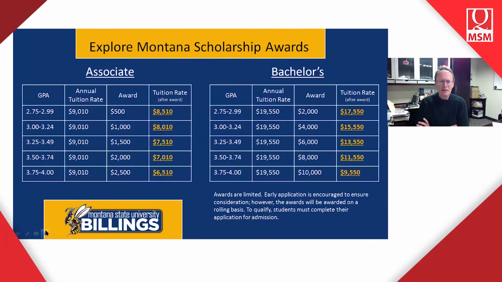So this is the Explore Montana Awards. One of the ways that we can really support your good students is by giving them these scholarships called Explore Montana. These are based on the GPA of the student's record in high school. So we have experts in our admission office that will analyze the student's record or transcript from high school. And based on their success, we will give them a scholarship anywhere between $500 and $10,000.